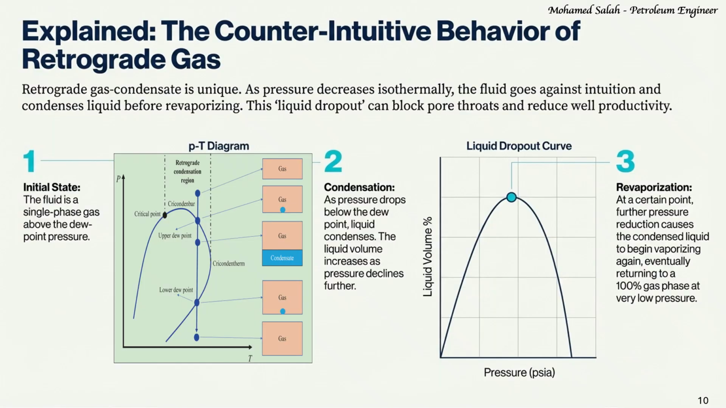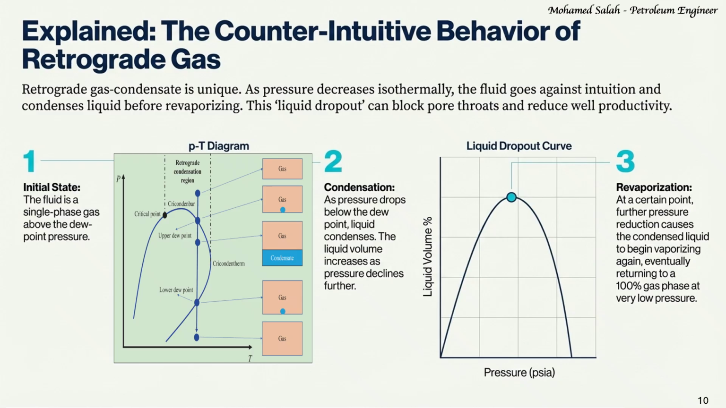The behavior of retrograde gas is a critical challenge in reservoir engineering. The initial state is a single-phase gas above the dew point pressure. As the reservoir is depleted, the pressure drops isothermally, and the fluid crosses the dew point curve, causing liquid to condense in the reservoir. This is known as liquid dropout. The liquid volume increases until the pressure reaches the maximum liquid dropout point. This condensed liquid, often a valuable hydrocarbon, can block pore throats, leading to a significant and often irreversible reduction in gas permeability and well productivity.